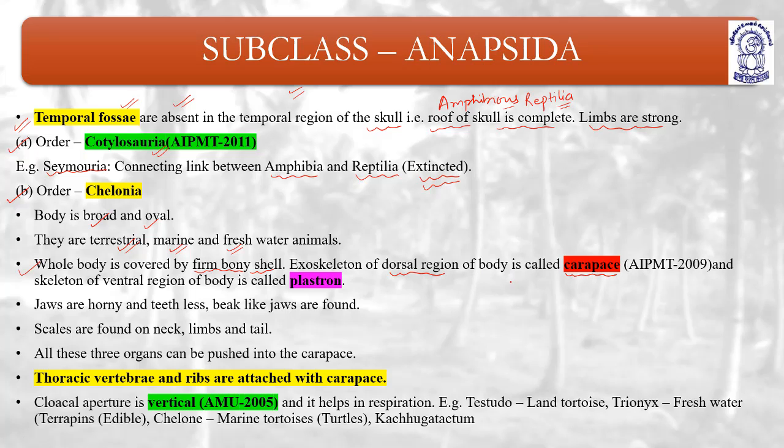Please remember this term. Dorsal is carapace, ventral is plastron. So DC, VP: dorsal carapace and ventral plastron. The skeleton of the ventral region is covered with plastron. Jaws are horny and toothless. Teeth are absent. The term is anodontia or adontia.